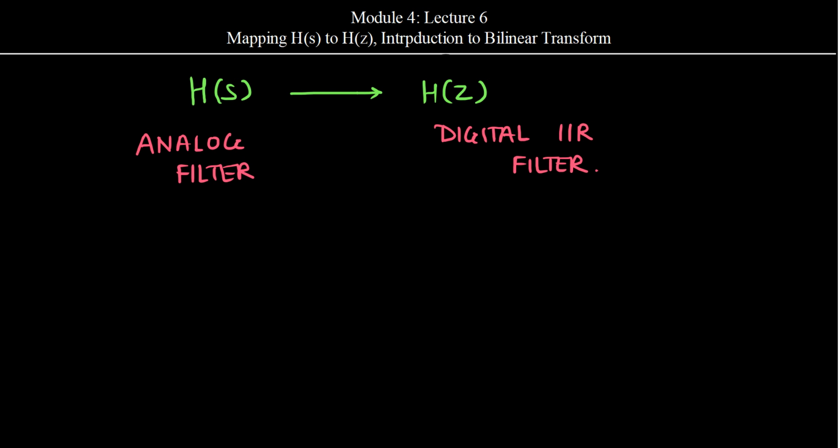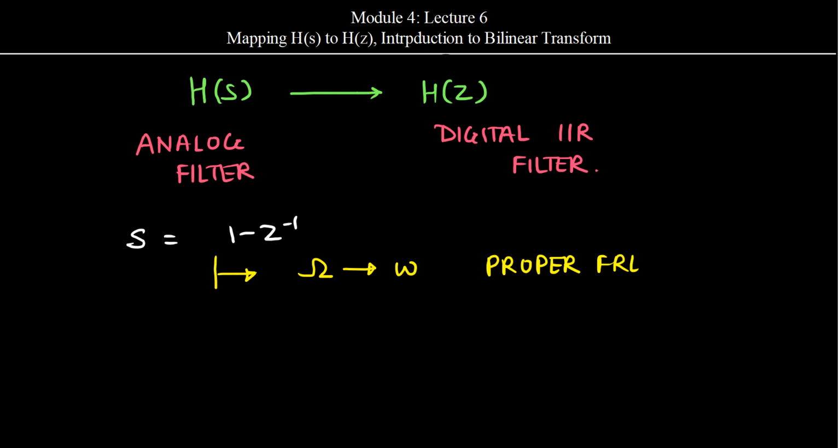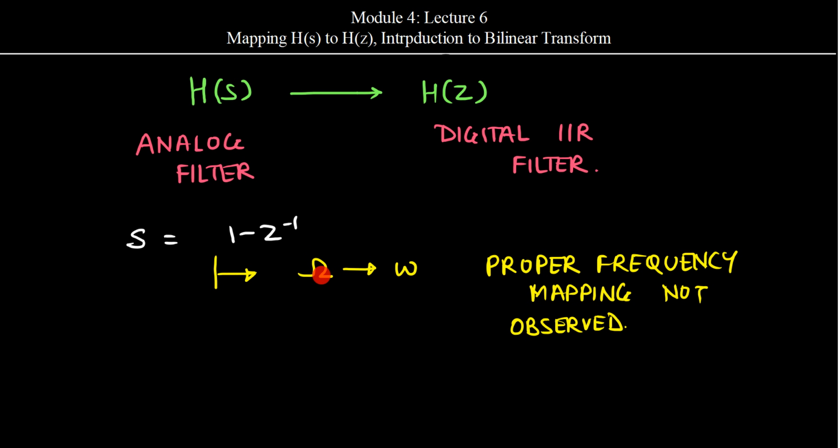And in the previous lecture, we saw an obvious substitution as S equal to 1 minus Z inverse. And in this substitution, what we saw is that because of this, we are unable to get a proper mapping of capital omega to small omega, that is, proper frequency mapping is not observed. The range of the capital omega frequency is from minus infinity to infinity. This frequency was restricted to a range of minus 1 to 1, and because of this proper frequency mapping was not observed.